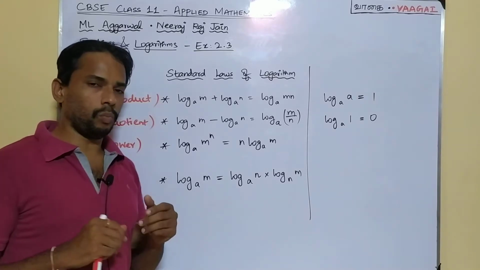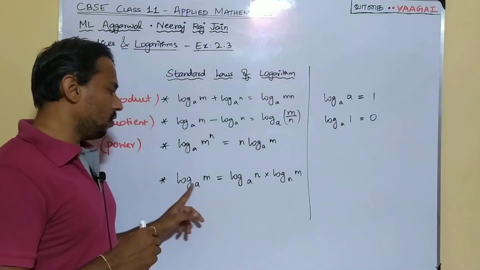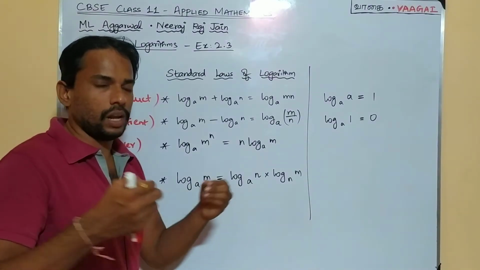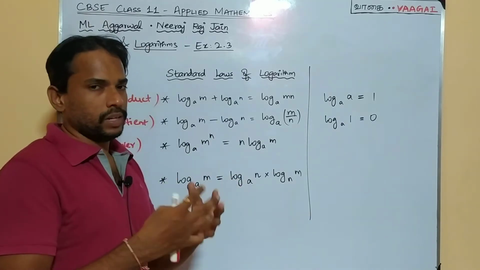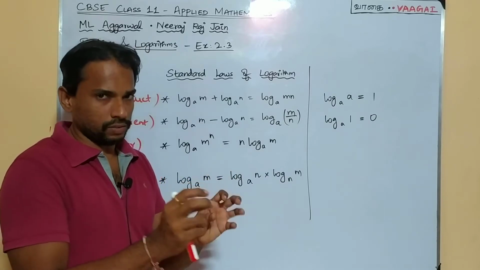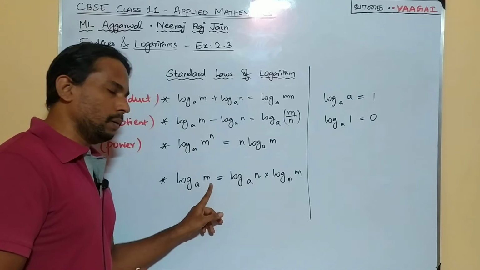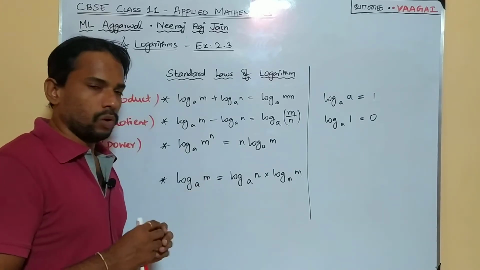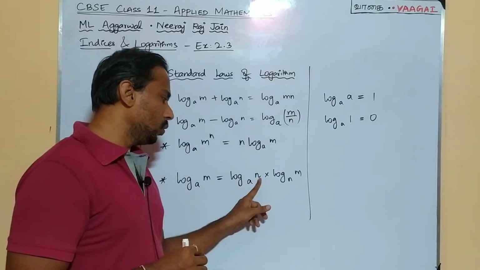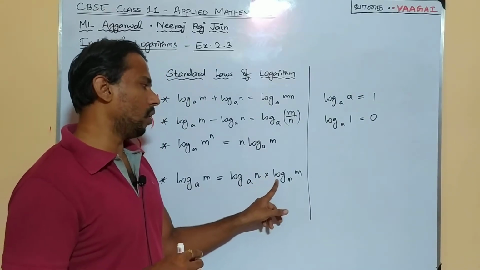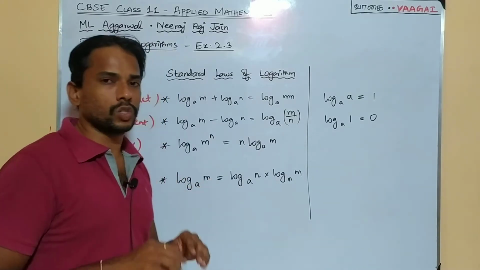And coming to another important law, this one states log of m to the base a. This is something like an expansion, so according to our comfort, based on the convenience of how we have the problem, we'll use this law. Log of m to the base a can be written as log of n to the base a multiplied by log of m to the base n. You may wonder what is happening over here. Actually, it's going to be very simple.